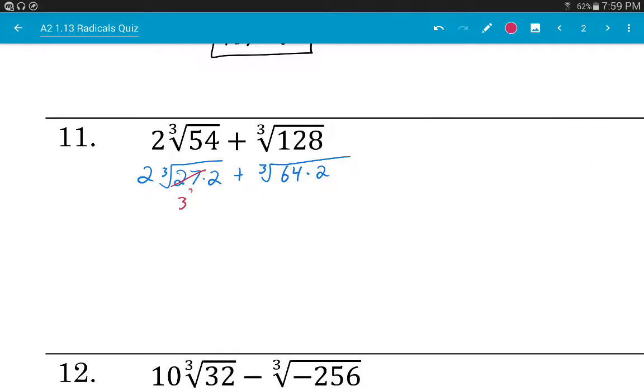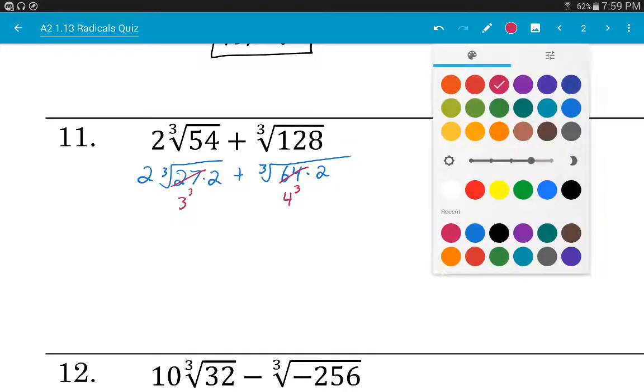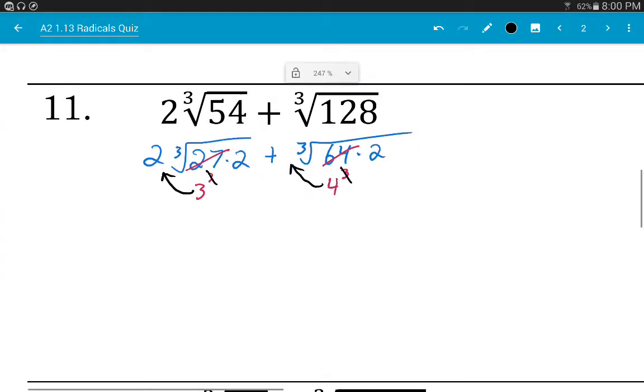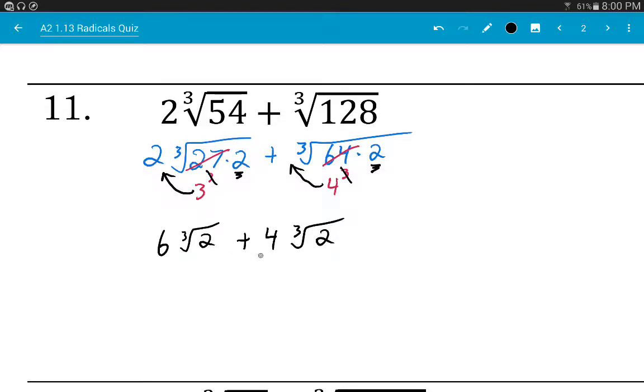27 is 3 cubed, 64 is 4 cubed, and they can each give up their exponent, your 3, for the cube root to let them through. 2 times 3 is 6. Who's stuck is just the 2. On the right side, the 4 came out, so plus 4. Only the 2 is stuck again, cube root of 2. And 6 cube root of 2 plus 4 cube root of 2 is 10 cube root of 2.